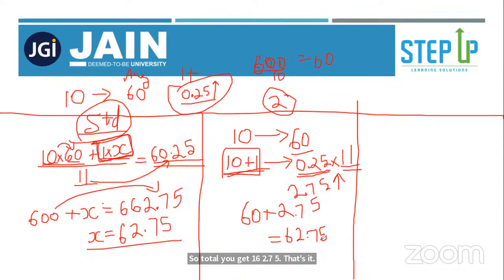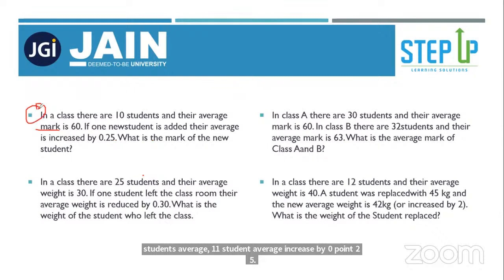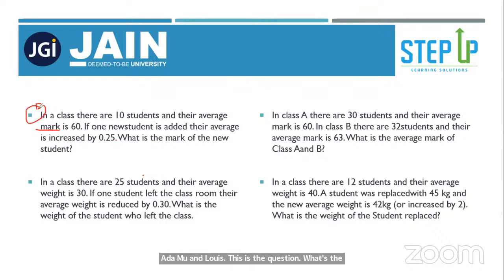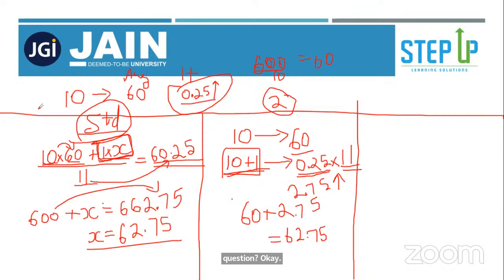Are you clear with that? Ten students, average 60, 11 students, average increased by 0.25. Adamu and Lewis, this is the question. Same question, giving you the second method. Okay, Adamu, you can unmute yourself. Adamu, Khalid, you can unmute yourself.